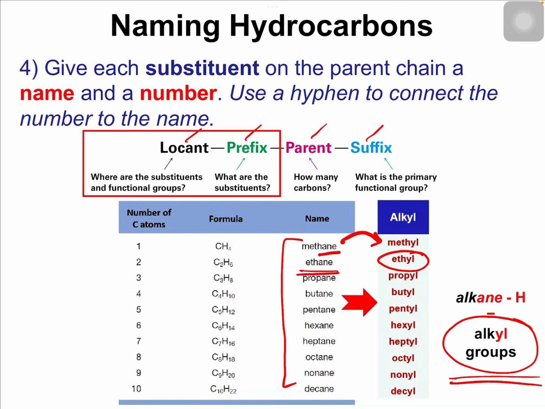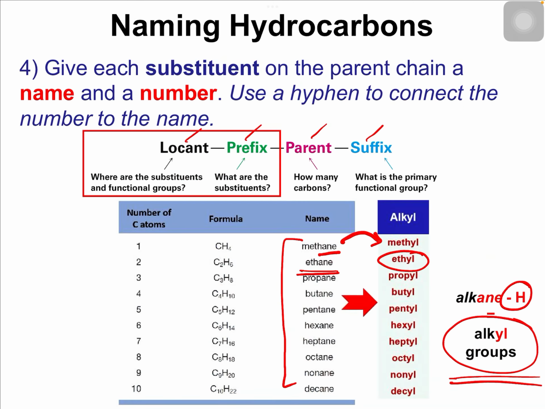Basically, nagiging alkyl group sila. When we say alkyl groups, ito yung may bawas ng isang hydrogen. Bakit kailangan magbawas ng isang hydrogen sa alkane ninyo? Kasi kapag hindi nyo binawasan ng isang hydrogen yon, hindi nyo siya maikakabit doon sa carbon ng inyong parent chain. Okay?